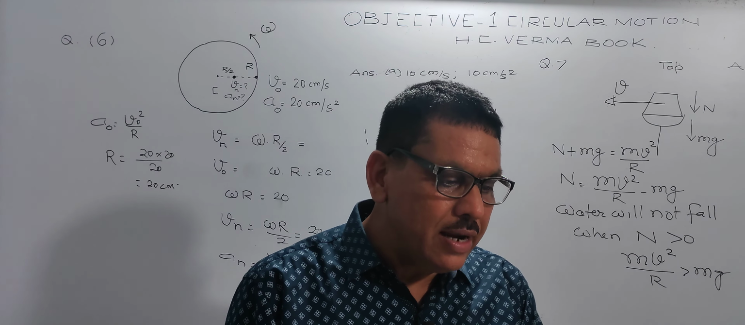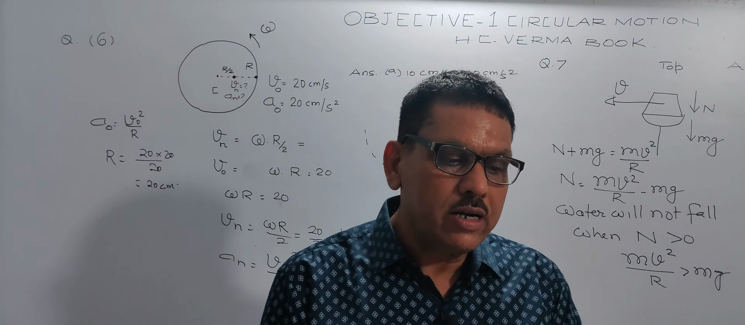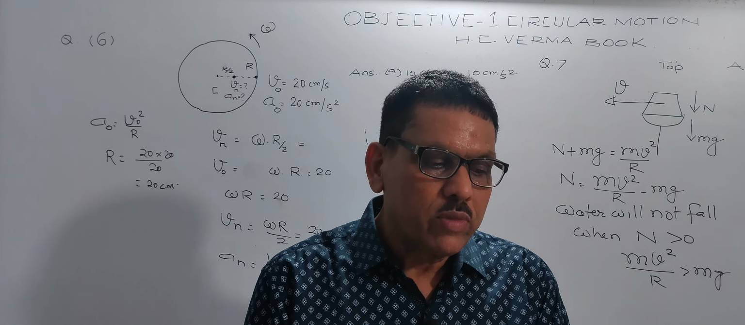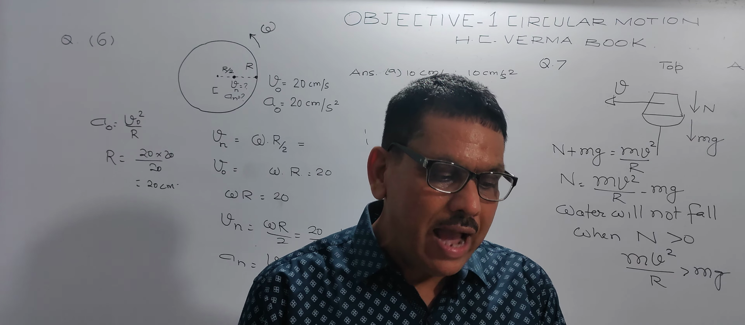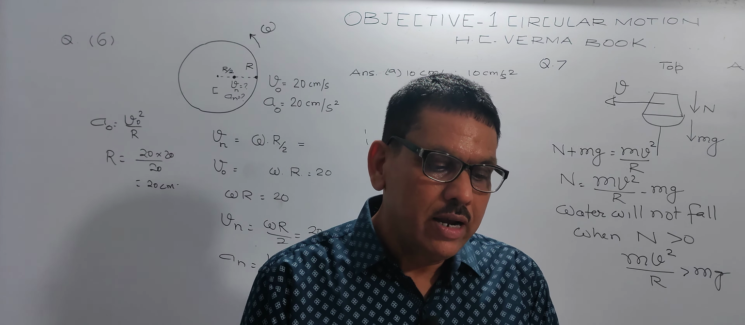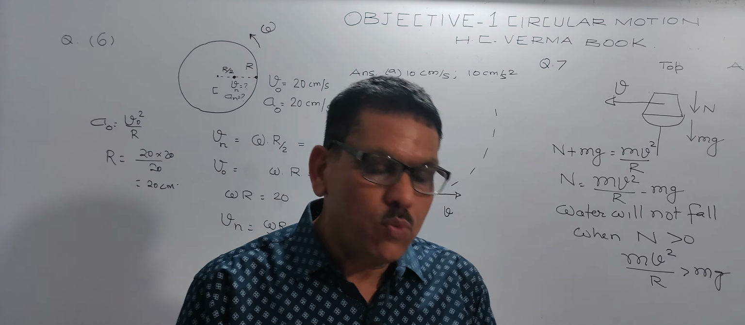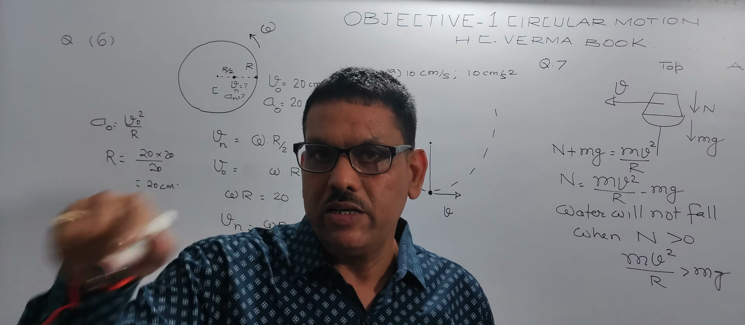Now question number 9. A coin placed on a rotating turntable just slips if it is placed at a distance of 4 cm from the center. If the angular velocity is doubled, it will just slip at what distance? Now once it is at 4 cm, it is rotating.